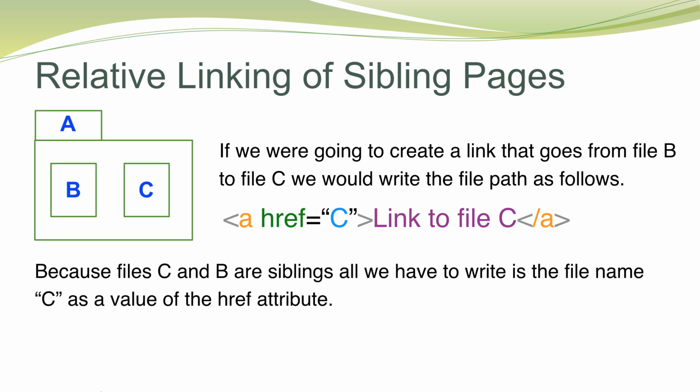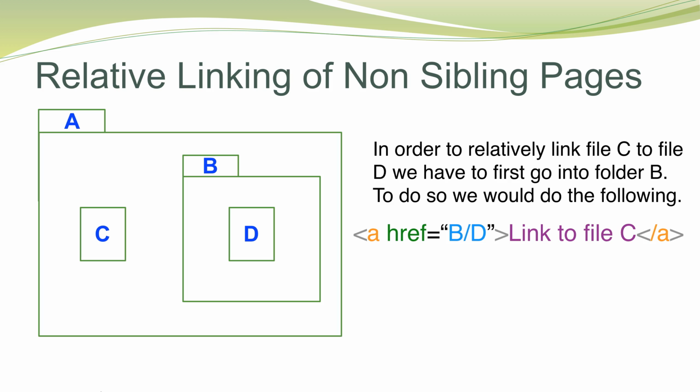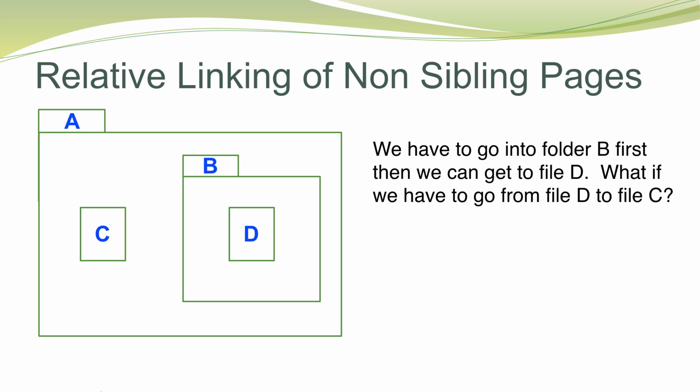In the example shown, if we were going to create a link that goes from file B to file C, our relative path would be href = C. Because files C and B are siblings, all we have to do is write the file name C as a value of the href attribute. For this example, in order to relatively link file C to file D, we have to first go into folder B. To do so, our relative path would be href = B/D. We have to go into folder B first, then we can get into file D.